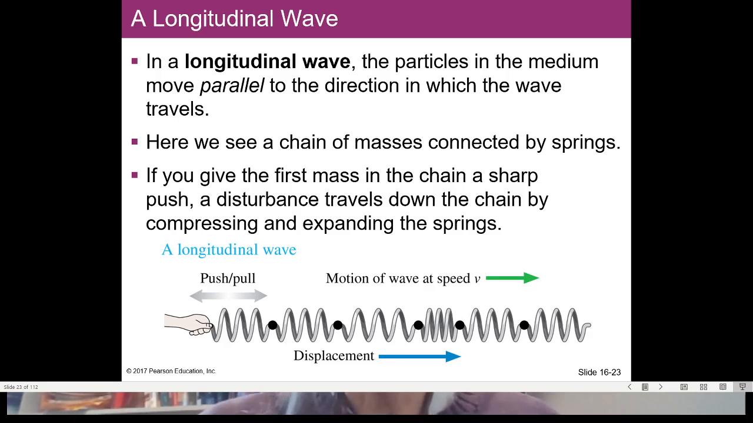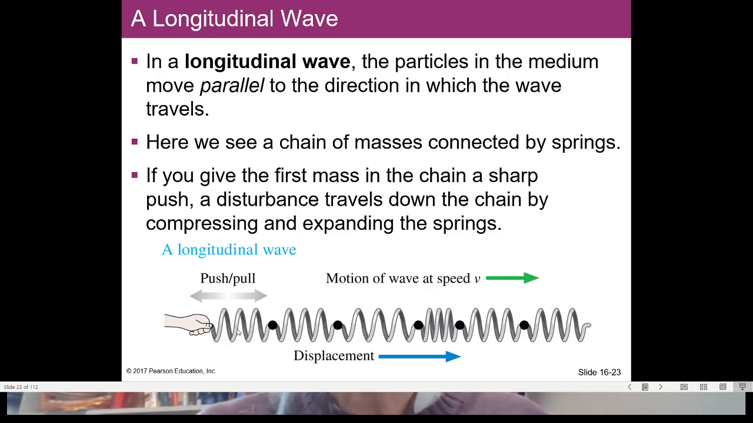Okay. A longitudinal wave, on the other hand, is one in which the direction of travel is the same or parallel to the direction of the disturbance, the amplitude that it's going away from equilibrium.